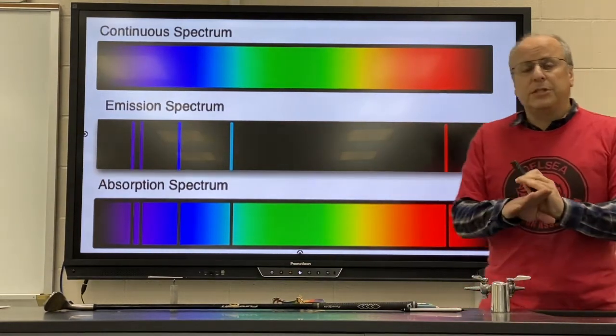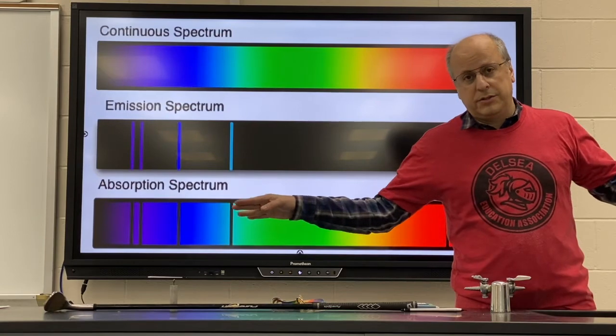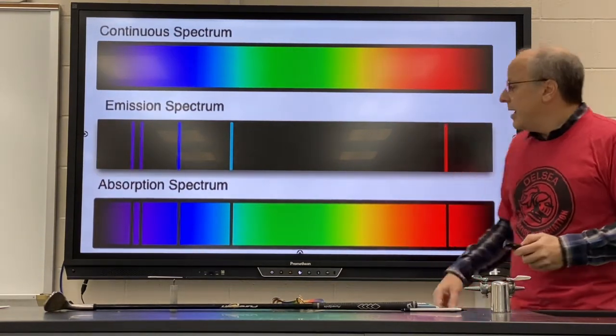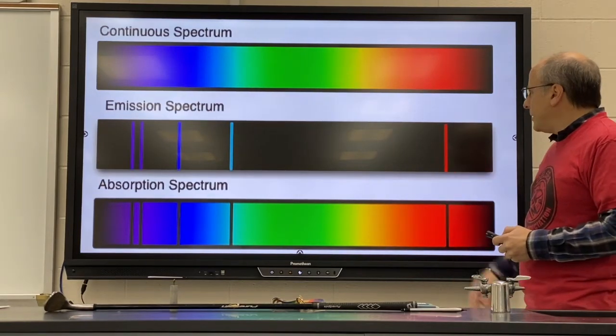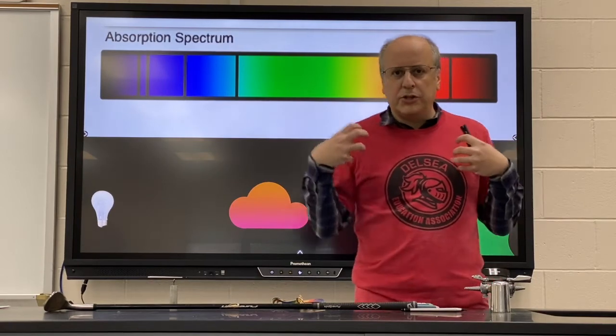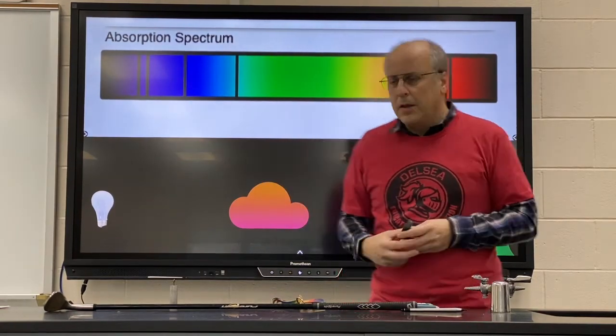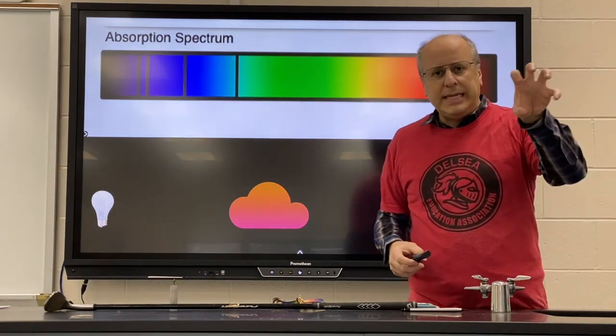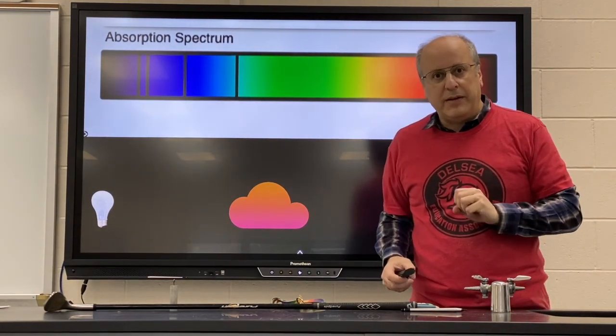Finally, an absorption spectrum has all the colors, but with a few distinct colors missing, and the missing colors match up with the emission spectrum for whatever type of material you're shining your light through. Somehow, this material, instead of giving off light, is eating that specific wavelength of light.